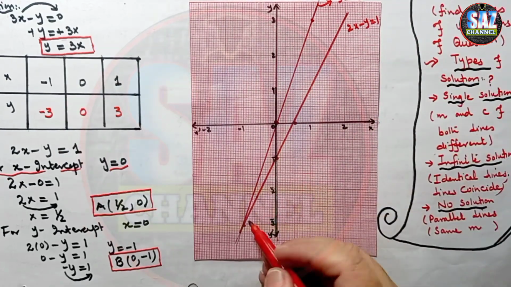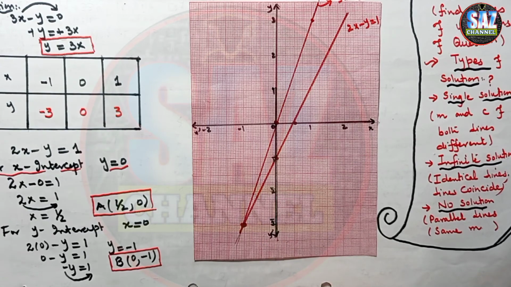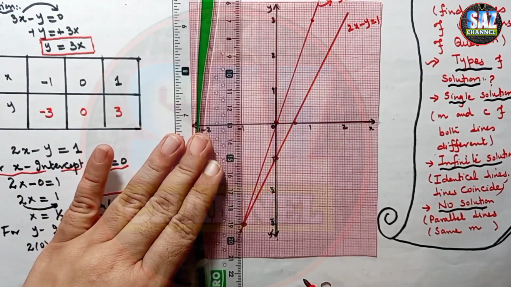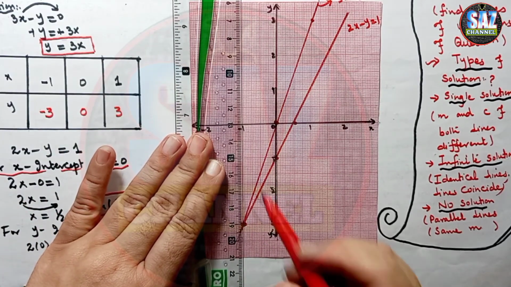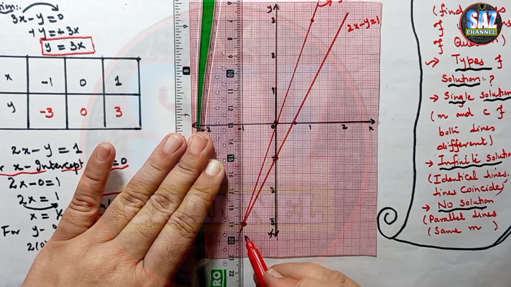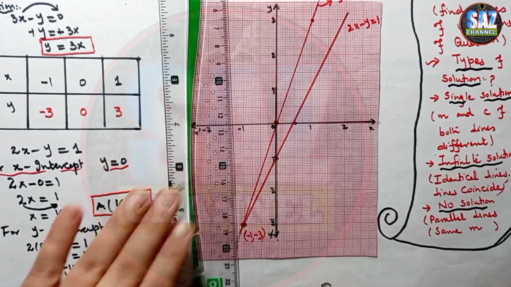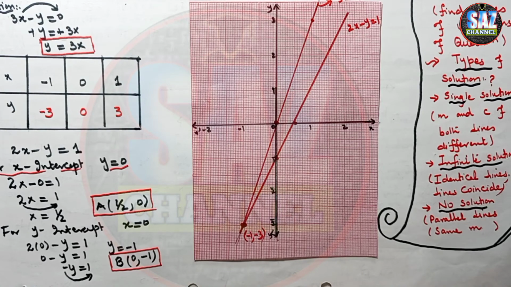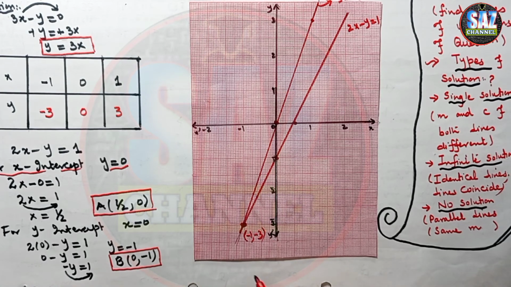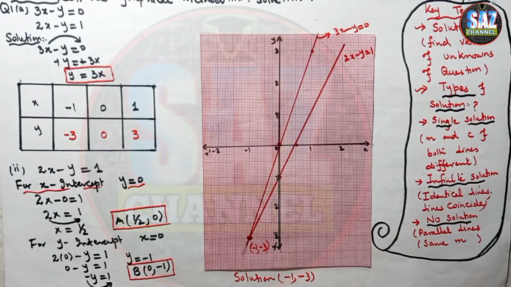And now I have to see at what point both the lines are cutting or meeting each other. If we look at the graph carefully, we can see that at x equals minus 1 and y equals minus 3, both the lines are cutting or meeting each other. So the solution for these lines is minus 1 and minus 3. I hope you are clear about this question.